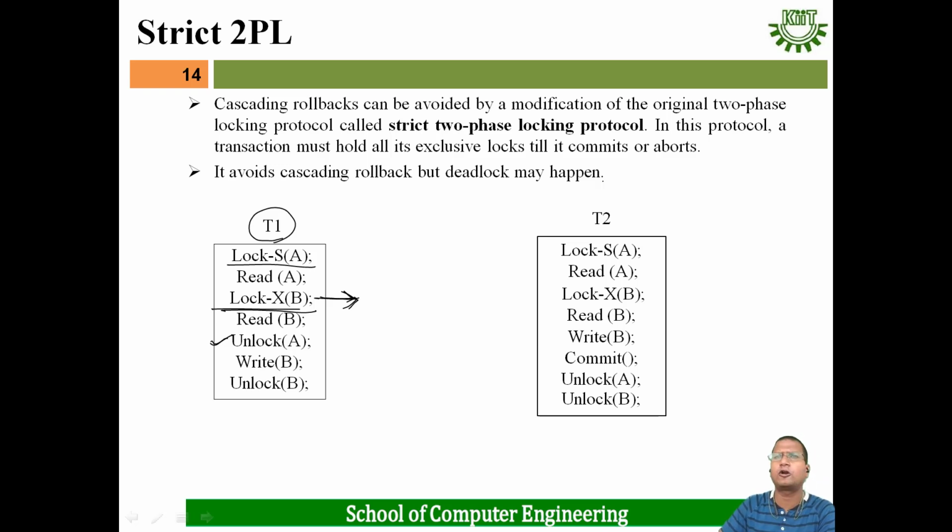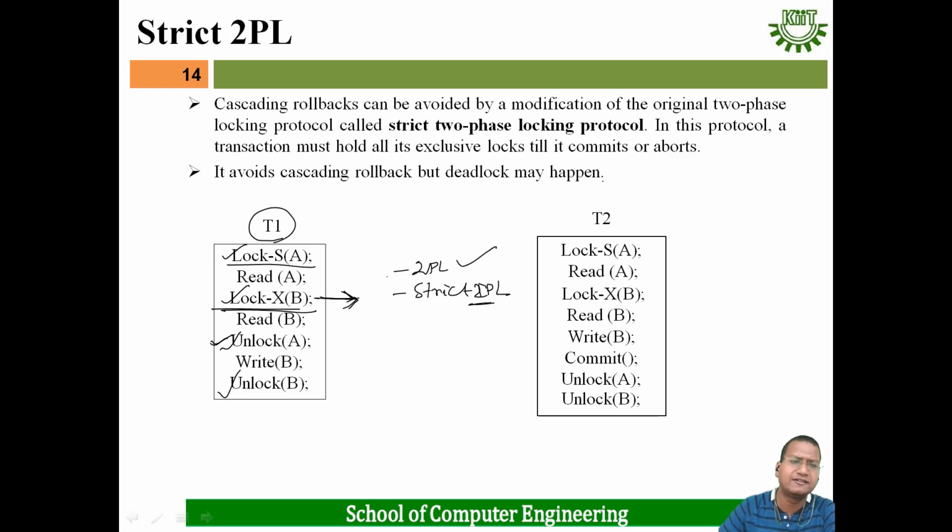In two-phase locking protocol, all the locks appear first, then unlocking appears. Here you see first lock, then unlock, then unlock. That means it follows 2PL. 2PL is maintained in this case. Then you see whether strict 2PL is maintained in this case or not.